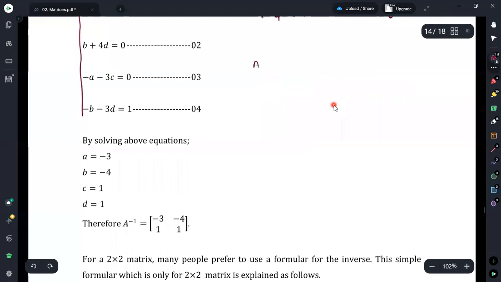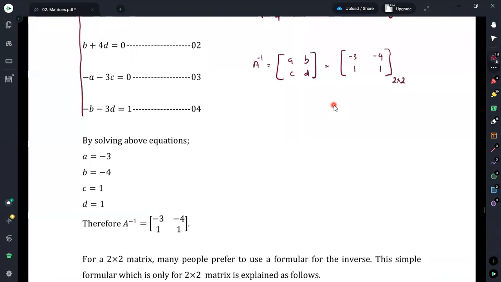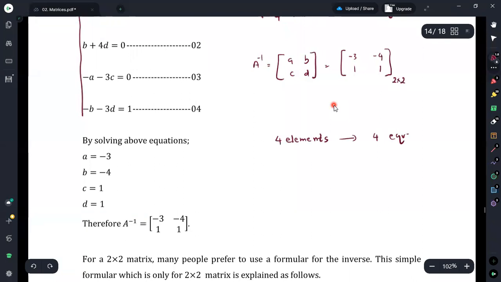What we have identified is that the inverse of A consists of these 4 elements A, B, C, and D. Therefore, we can write down the elements: A is minus 3, B is minus 4, C is 1, and D is equal to 1. Therefore, this can be considered as the inverse matrix of the given matrix A. This is how we identify the inverse of a matrix. Since we had four elements, we had to use four equations.